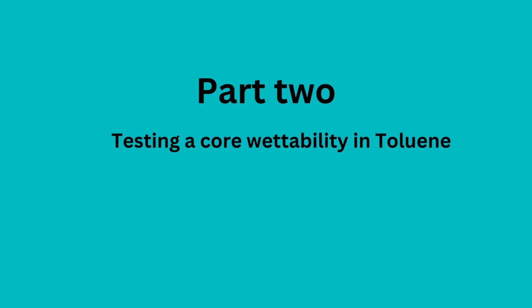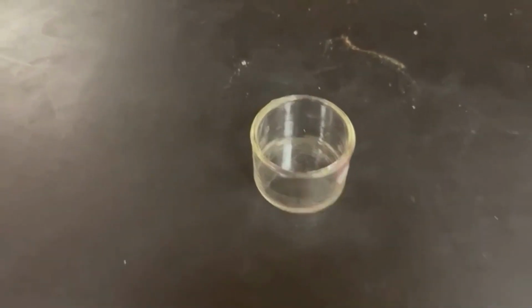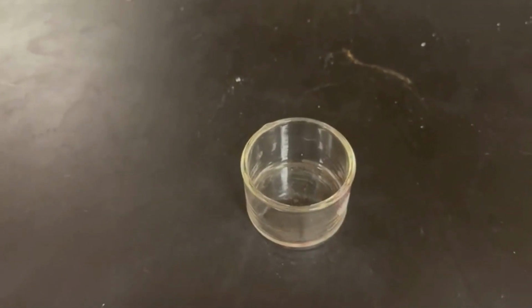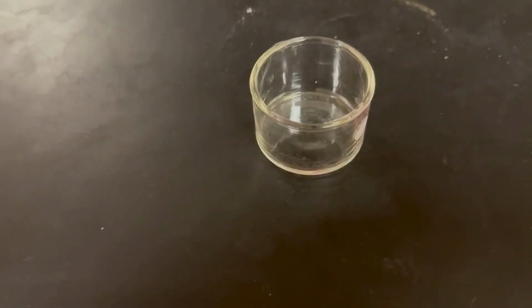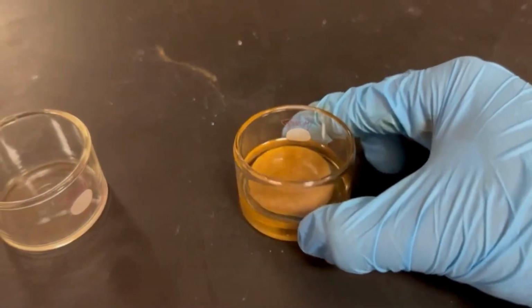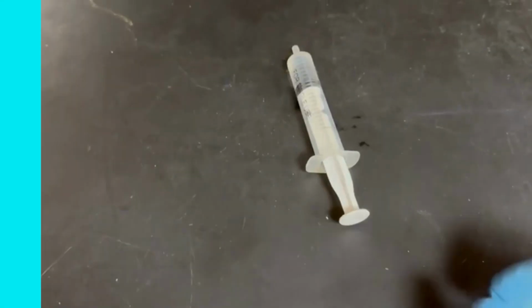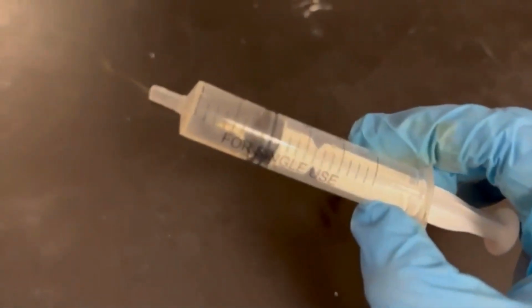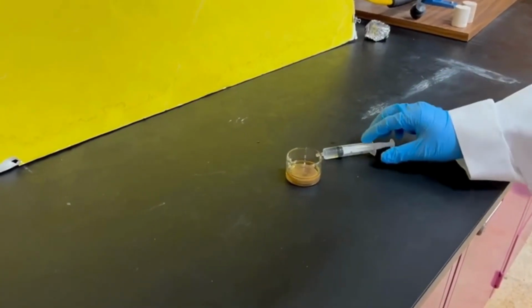Part 2, testing a core wettability in toluene. Firstly, we filled the beaker with toluene and added the saturated core to it. The core here is saturated with toluene. Then we filled the normal syringe with water. After that, a drop of water was placed on top of the core.